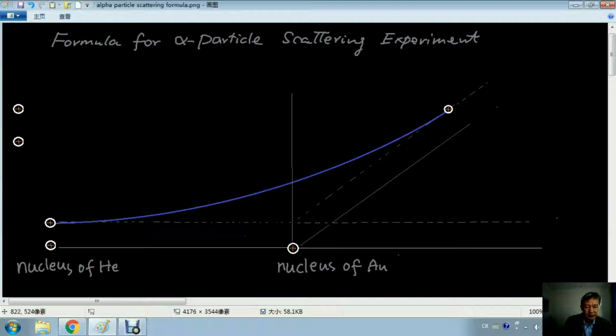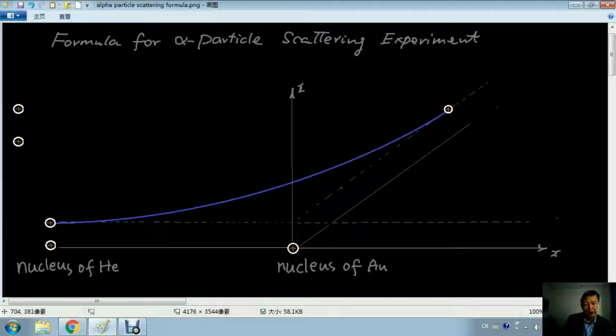So here is a coordinate system I have drawn, where this is our x-axis, and this is the y-axis. So this is the initial position of the nucleus of the alpha particle. This is the position of the alpha particle after scattering.